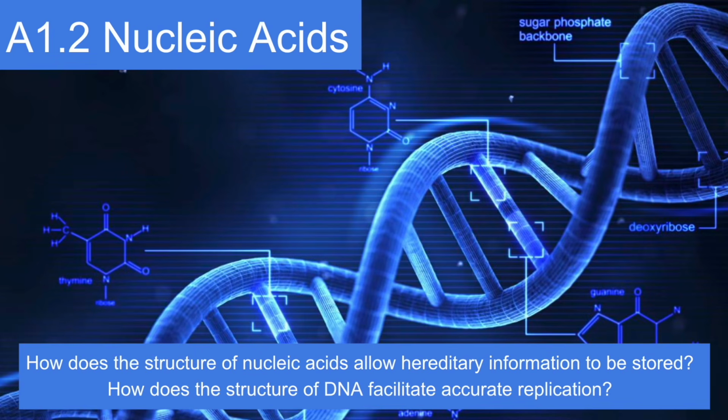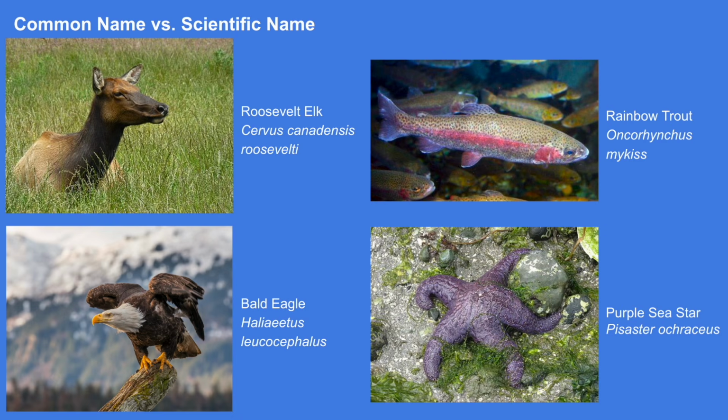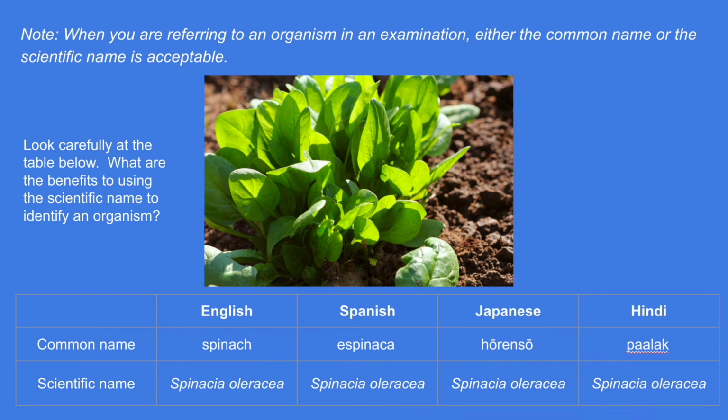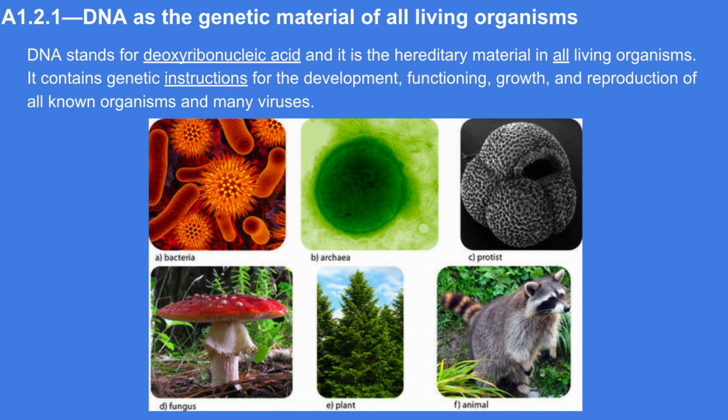Okay, A1.2 nucleic acids. Okay, just a quick note, the benefit of scientific naming. Note that spinach is different in each of these languages, and yet scientists throughout the world can use this scientific name, and they all know that they're talking about the same thing. It's made up of a genus and a species. The genus is capitalized, the species is lowercase. Okay, and it's a universal naming system so that there's no mistakes when we are talking in different languages.